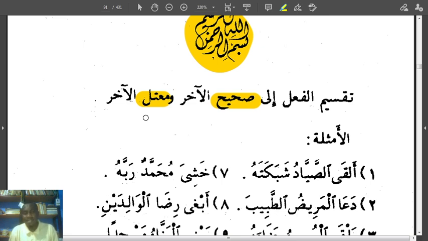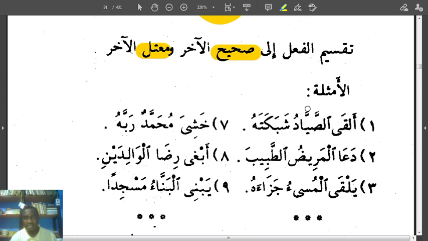as in English why. So when we say تقسيم الفعل, classification of verbs, إلى صحيح الآخر, into those with consonant endings, or strong or healthy endings, meaning they do not have the weak letter at the end, ومعتل الآخر, and verbs that have weak letters at their end. So we are classifying verbs in two: those that have a very strong ending and those that have weak letter endings. Let's get into the subject and then we will understand this.